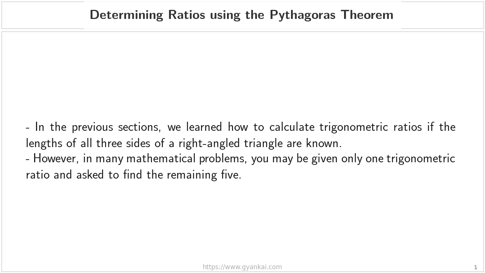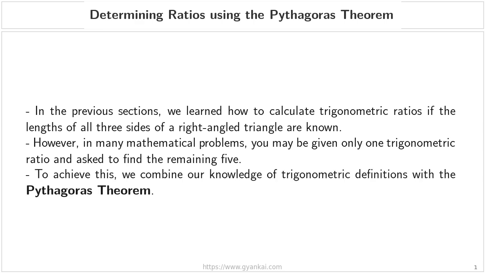Instead, you might be given only a single trigonometric ratio and then be asked to find the remaining ones. This can feel a bit tricky at first, but don't worry. To solve these types of problems, we are going to use a powerful strategy. We are going to combine our existing knowledge of trigonometric definitions with the Pythagoras Theorem. This theorem will act as our bridge, allowing us to find that missing third side so we can complete the set of all ratios. Let's move on to the next slide to understand the fundamental concept behind this approach.